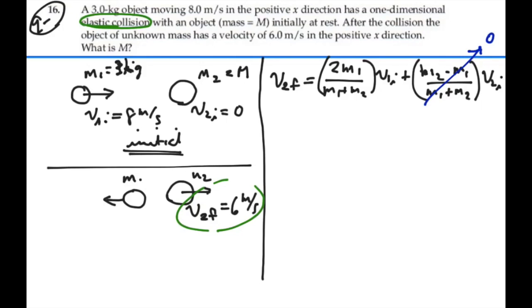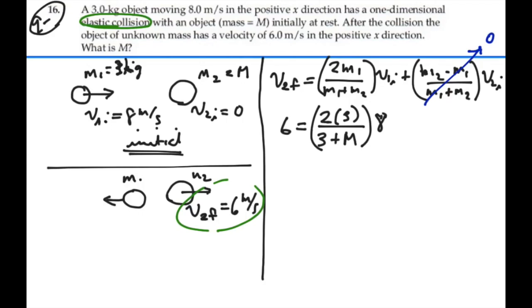And what we do know is velocity 2 final is 6 meters per second. We know mass 1 is 3 kilograms. So let's put that in. Mass 2 is m, which is what we want to find. And we know that velocity 1 initial was 8 meters per second in the positive x direction. So we have a bunch of numbers and m. We can solve for m.